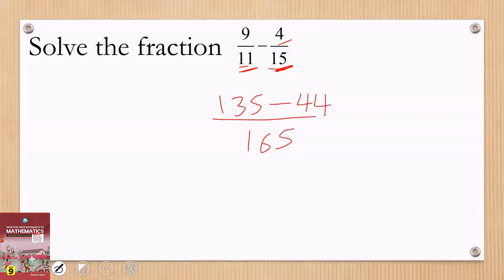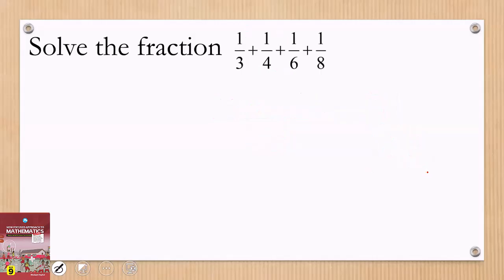When we do the subtraction of 135 minus 44, we have 91. So we have 91 divided by 165. Can any number divide 91 and at the same time divide 165? You can see that there isn't any number, and so we leave our answer as such.